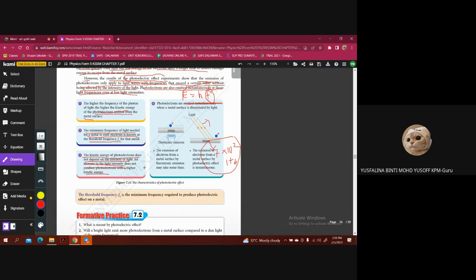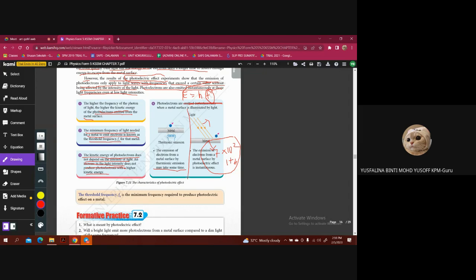Then another part, number 4, it says photoelectrons are emitted instantaneously when a metal surface is illuminated by light. So it will come out instantly. The emission of electrons from a metal surface by thermionic emission may take some time. So this is actually the difference.